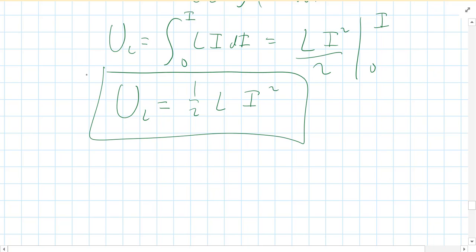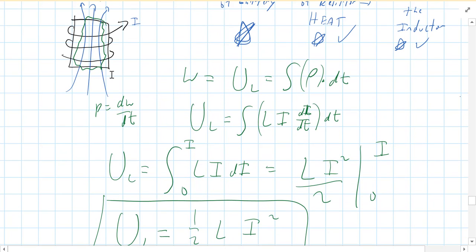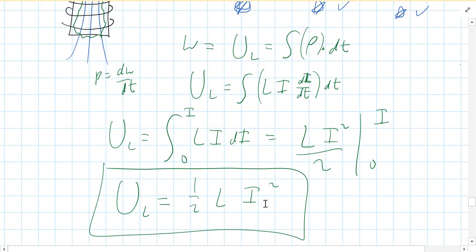So that is the total potential energy stored in the magnetic field of the inductor at any given time, if you know the current at that moment.